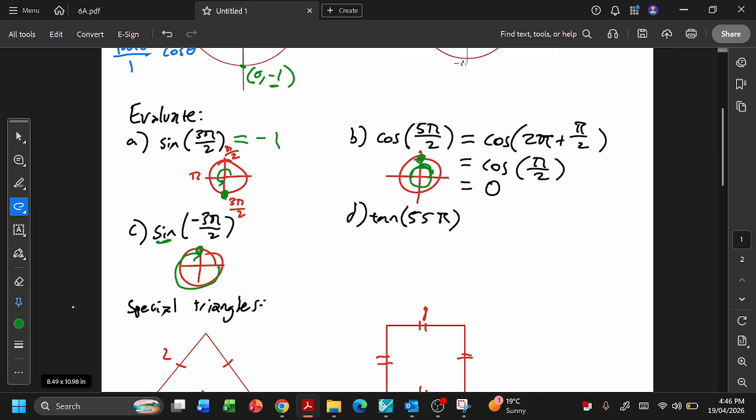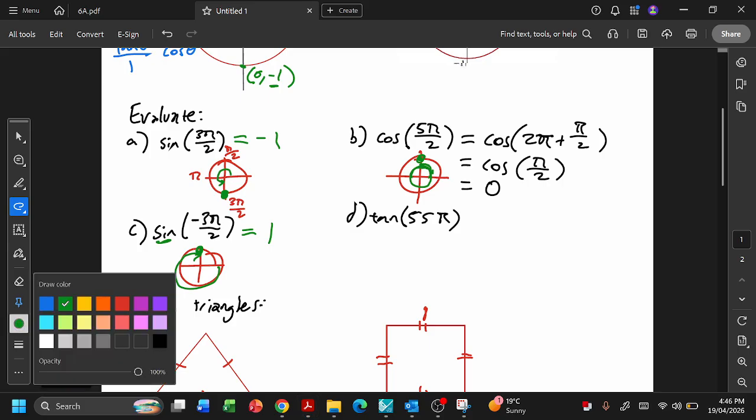Because remember, it's sine, so we're dealing with y-coordinates. The y-coordinate of that point is equal to 1, so therefore the answer over here is equal to 1. And then lastly, let's think about tan. So tan is a little bit trickier. So remember, tan is the ratio between sine and cosine.